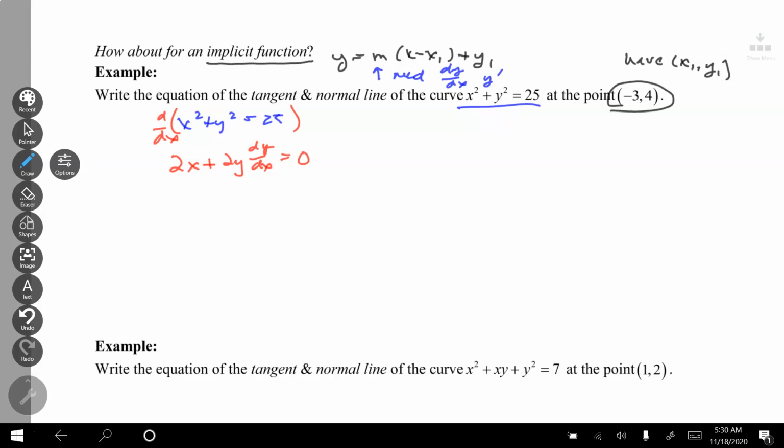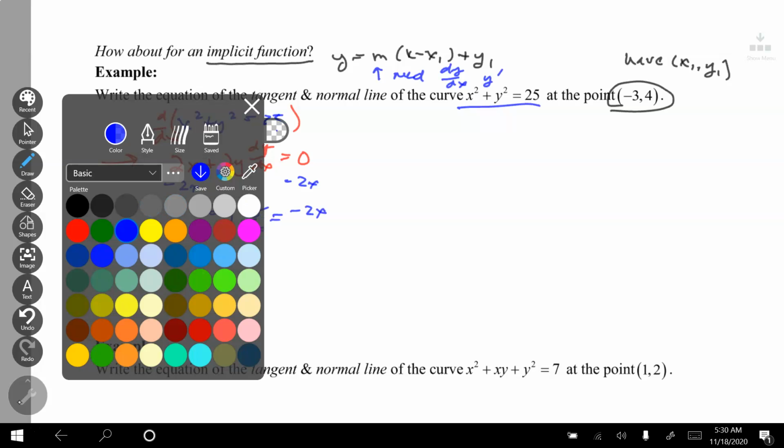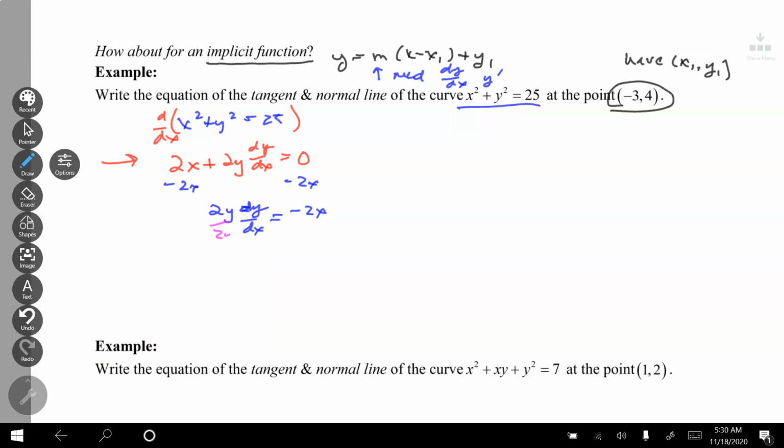Now I can go two ways. One way to do this is to solve for dy dx like we did yesterday. So I bring the 2x over. 2y dy over dx is equal to negative 2x. I divide by 2y, and I get dy over dx is equal to negative x over y. And that is my general derivative.